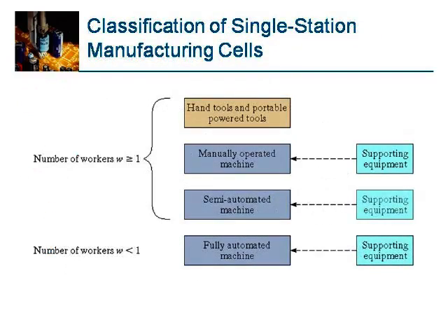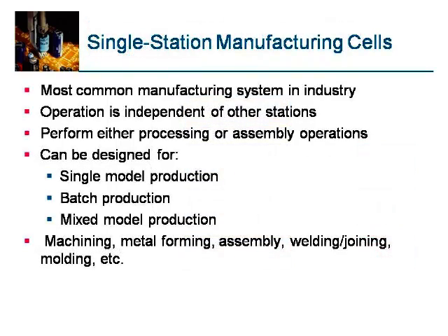Classification of single station manufacturing cell, where number of workers W is greater than or equal to 1. Hand tools and portable power tools are used. Manually operated machine with supporting equipment, semi-automated machine with supporting equipment, or fully automated equipment where number of workers is less than 1. Single station manufacturing cells are the most common manufacturing system in the industry.